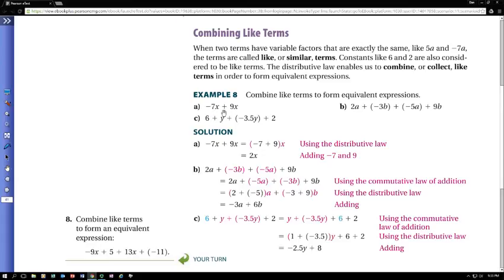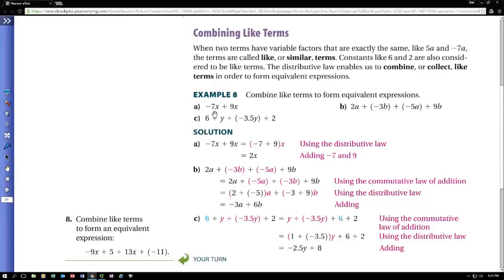So like here in A, we have combine like terms to form equivalent expressions. Now, what they're talking about is like or similar terms, and terms are the language we need to learn. Combine, collect like terms, these are the words that come up a lot. But the reality is that what we're doing is applying the commutative law if we need it, with the associative law and the distributive law. Now in this case, I don't need to change the order. I don't need to group anything differently.